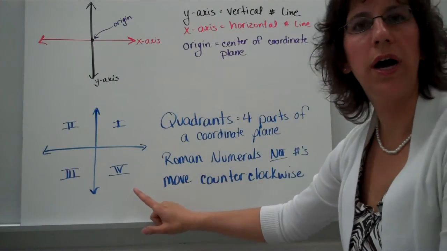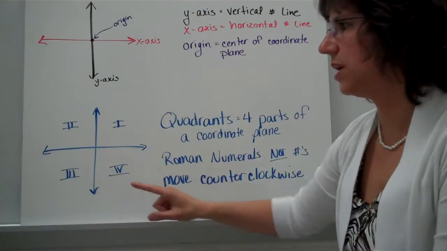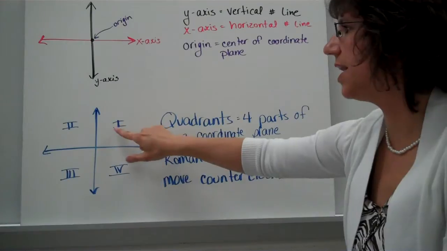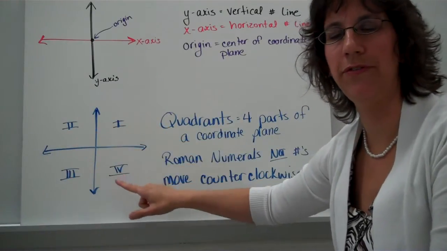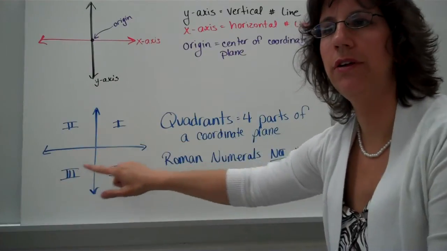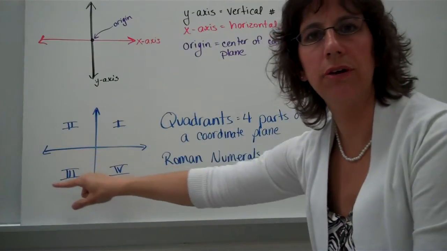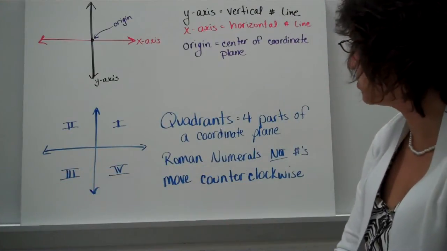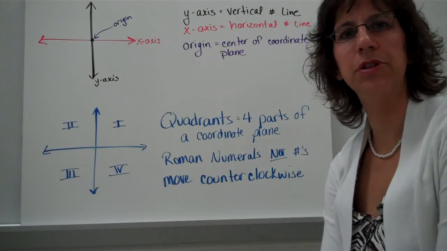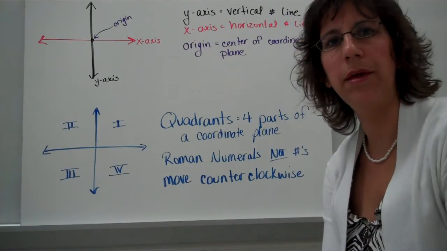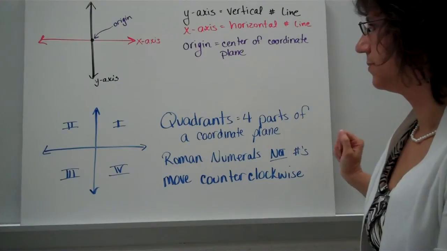Here we have quadrants. There are 4 quadrants on a coordinate plane. They are labeled with Roman numerals. This is not number 1, number 2, number 3, number 4. This is Roman numeral 1, Roman numeral 2, 3, and 4. Did you notice that we're going around counterclockwise? Counterclockwise, if that will help you remember the quadrants. You will have to know the names of the quadrants. If I say find a point in quadrant 2, you should be able to name a point in that quadrant.